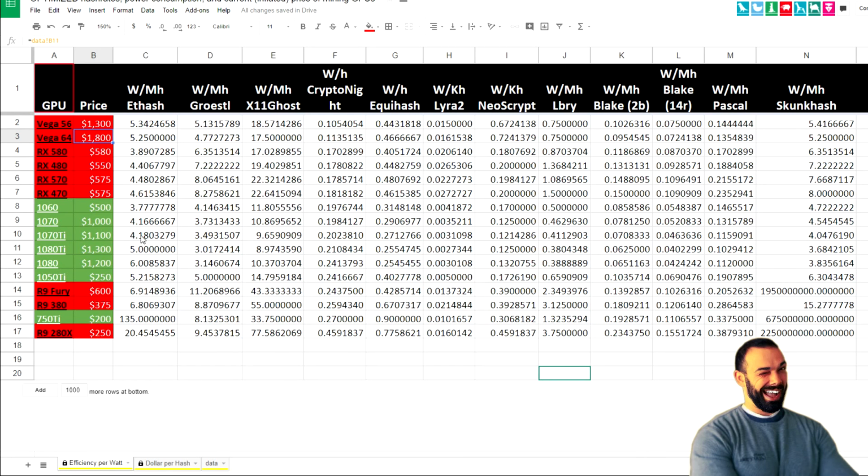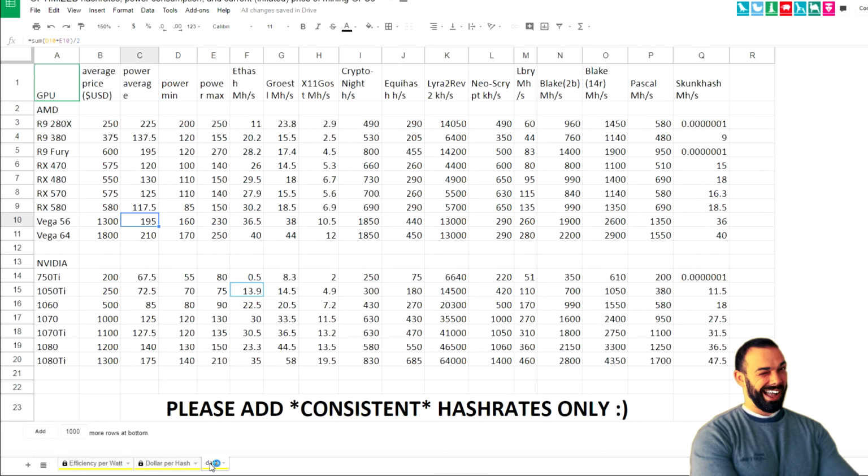But when you're looking at NVIDIA cards, the GTX 1060 is the most efficient of the NVIDIA cards for CryptoNight. Kind of counterintuitive, I know, but here's why. Let's go back to the data. Over here, the 1060 is known to run at a minimum power of 80 watts and a maximum power of around 90. This is based on data from whattomine.com. So the average power consumption for it is about 85 watts.